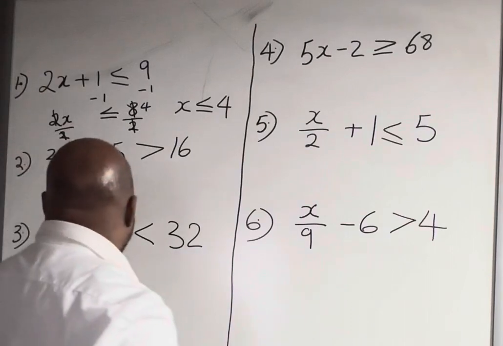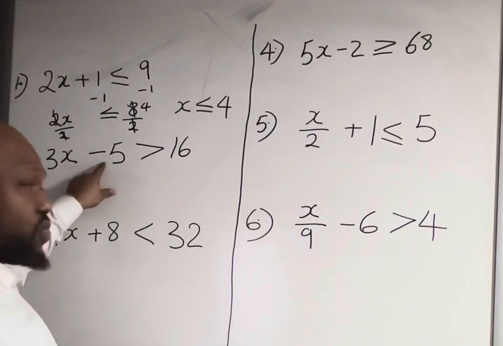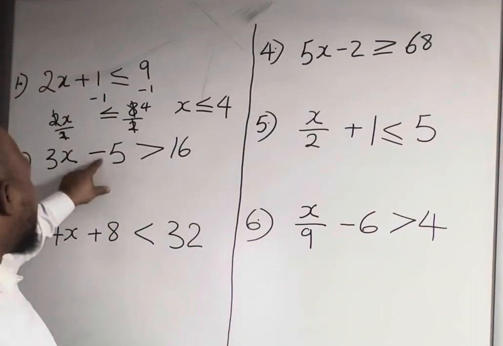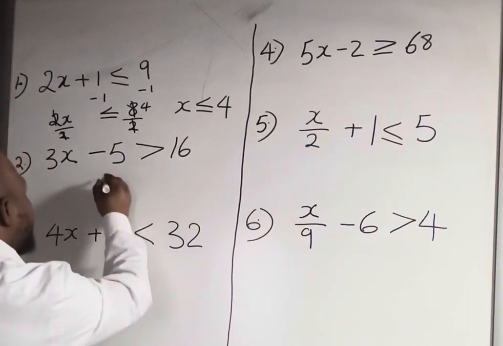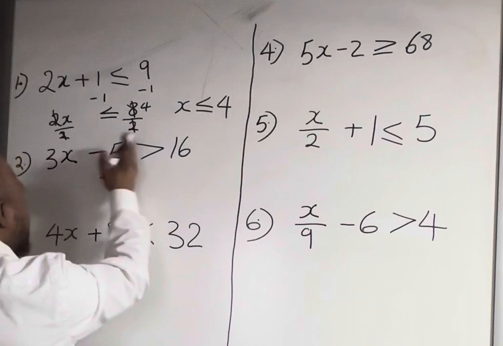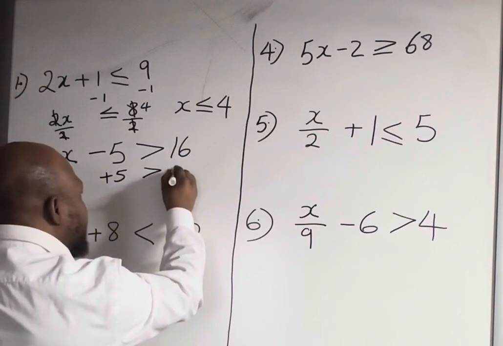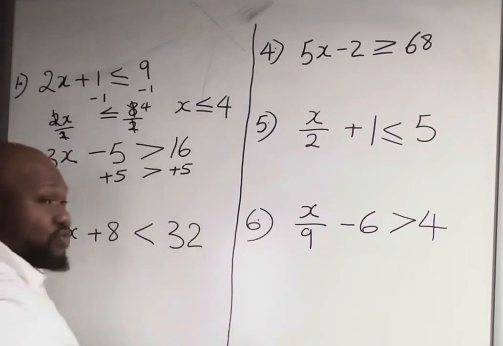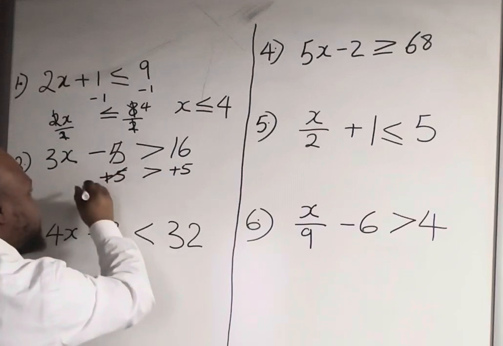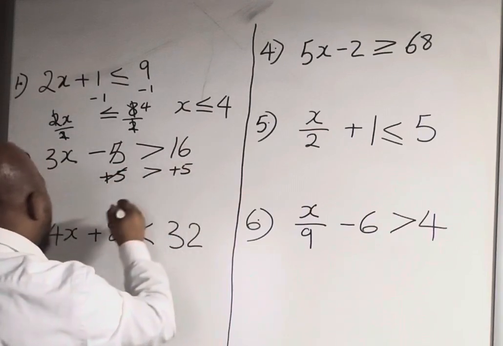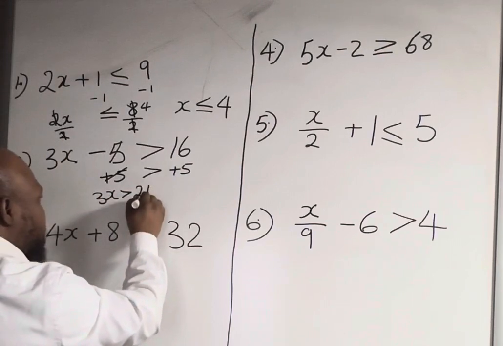What we need to do first is to remove the minus 5. To remove minus 5, we add 5 to both sides. If I add 5 to this side of the equation, and then if I add 5 here, I have not done anything to the inequality. It is still the same thing. But 5 will cancel 5, and this will now become 21. So what we have is that 3x is greater than 21.